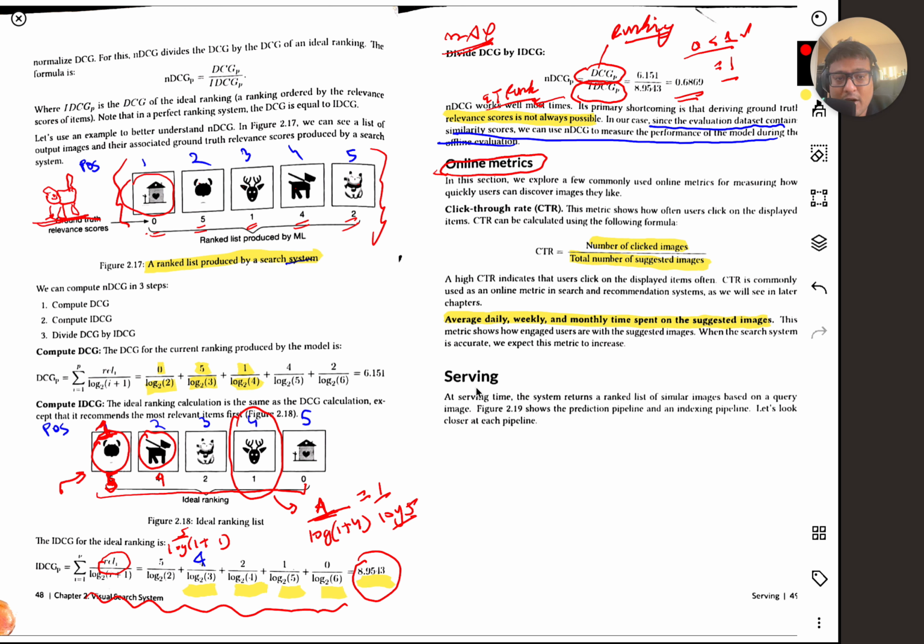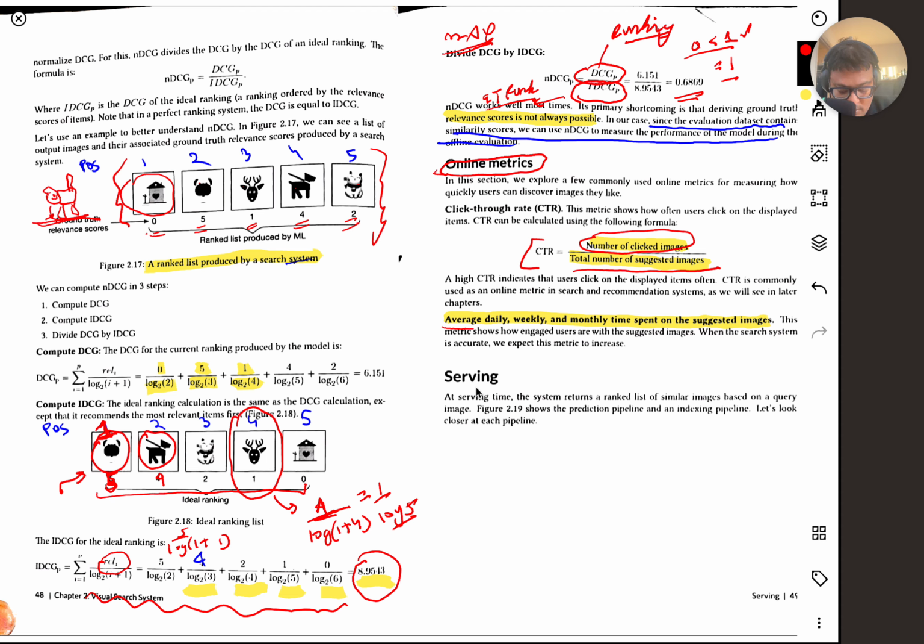Okay, so now coming to the online metrics, let's say you deployed your model, you want to see how good it is. Let's say your system got a dog as input and you spat out a bunch of dogs. If a lot of users clicked on your recommendations, that means your system is doing really well. So you can capture this on the fly with the click-through rate for your recommendations, which is the number of clicked images over the total images you suggested, and that will give you a good idea about how well your recommendation system is doing. Okay, so that is a really useful thing.